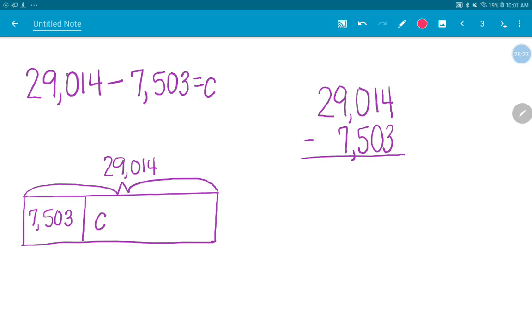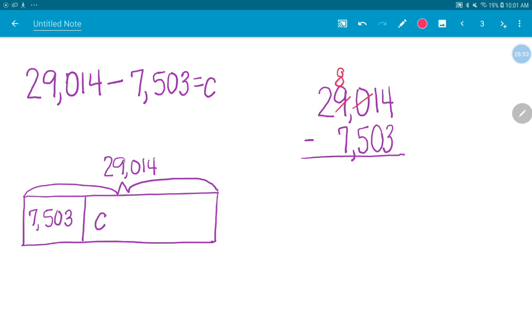Okay, so let's look and see if we're ready to subtract. If I look at my ones, can I do 4 minus 3? Yes. Can I do 1 minus 0? Yes. Moving over to my hundreds, can I do 0 minus 5? So what am I going to have to do, Jaden? So you're going to have to get your 9 and turn that into an 8 and turn your 0 into a 10. Very good. I'm going to take one of my thousands, and I'm going to make it into hundreds.